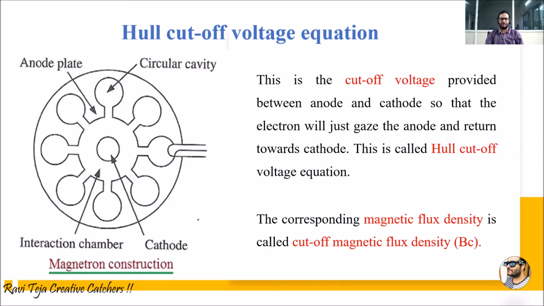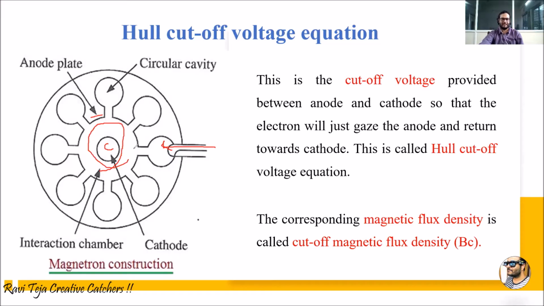Now, let me explain. I have already explained this in the magnetron working, but I will once again explain the main concept of the magnetron construction. So, let's see a magnetron construction over here. This is a magnetron construction which is made up of RF input, anode plates, as well as the cathode, and this free space is our interaction chamber.